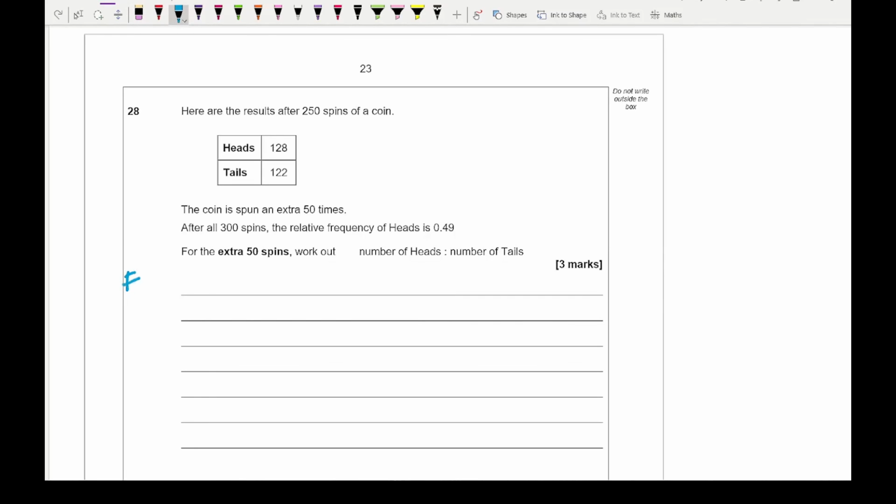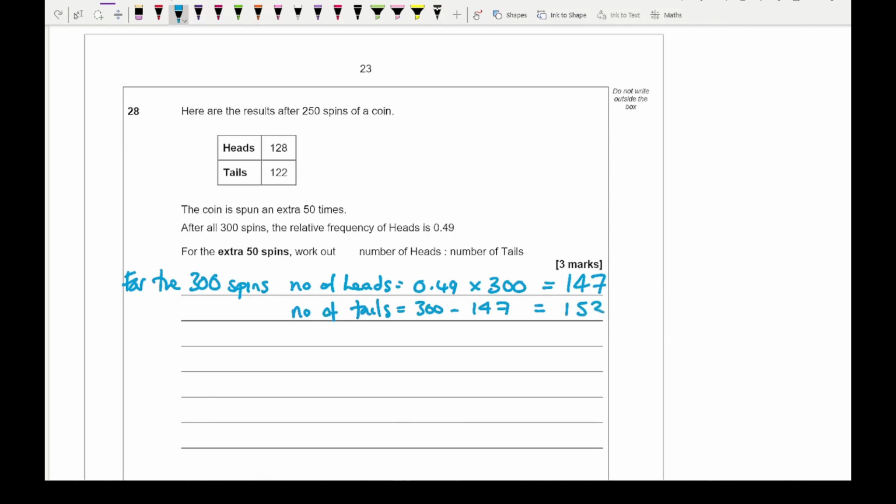So for the 300 spins, the number of heads is going to be the relative frequency, which is 0.49 multiplied by 300. And 0.49 times 300 gives us an answer of 147. So that's how many heads there were. From this, I can then work out the number of tails, which is going to be 300 minus 147, which is 153. So then what I can do is work out the difference.